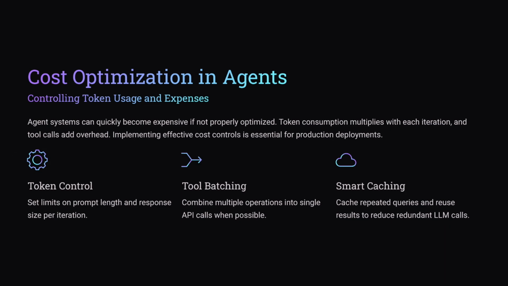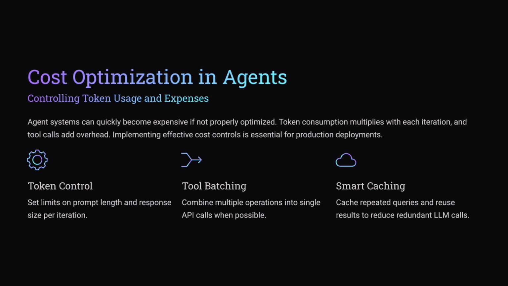Here's the uncomfortable truth. Agents can become expensive very fast. Why? Because every loop consumes tokens. Every tool call adds cost, and iteration multiplies usage. If you don't control it, your smart agent turns into a smart bill generator.